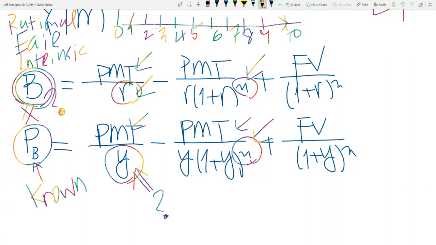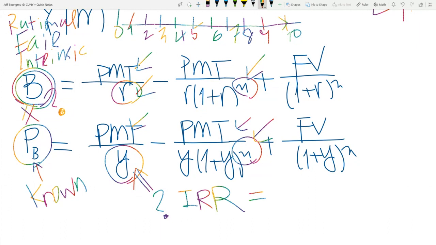There can be only one value that can make the left-hand side equal to the right-hand side. And that one number that can make both sides equal is called internal rate of return. Mathematically, it's called internal rate of return. Right? Internal rate of return is the rate that makes the right-hand side equal to the left-hand side of the equation. And this internal rate of return is the yield to maturity.